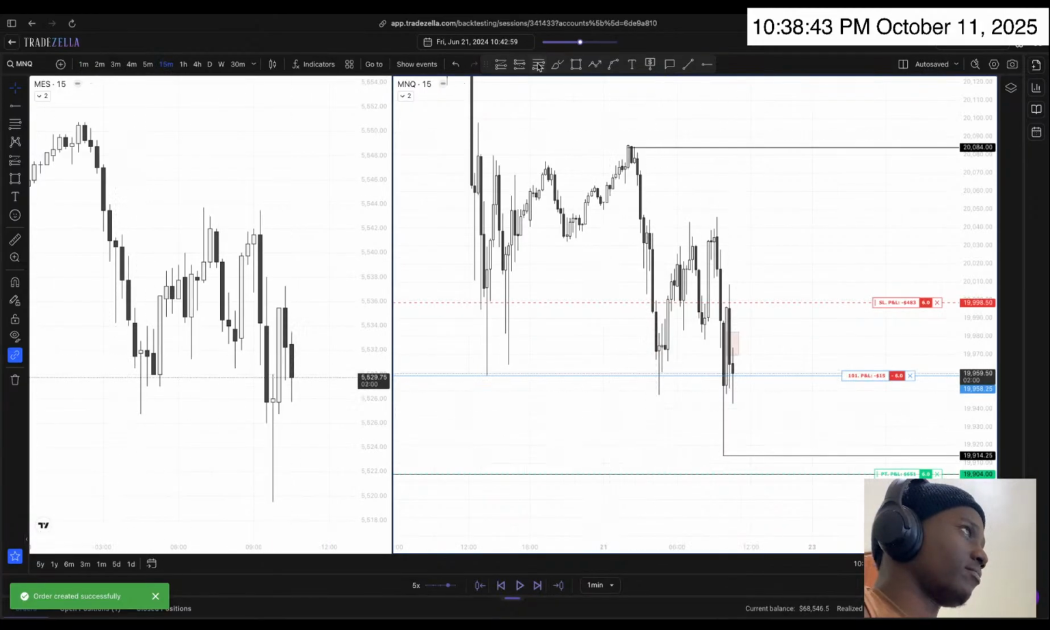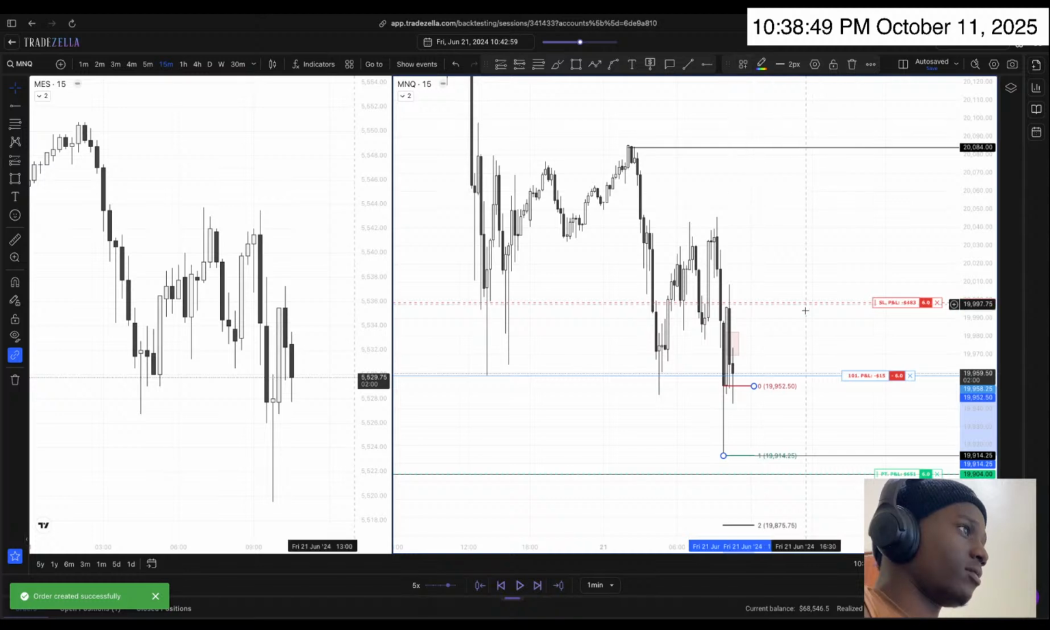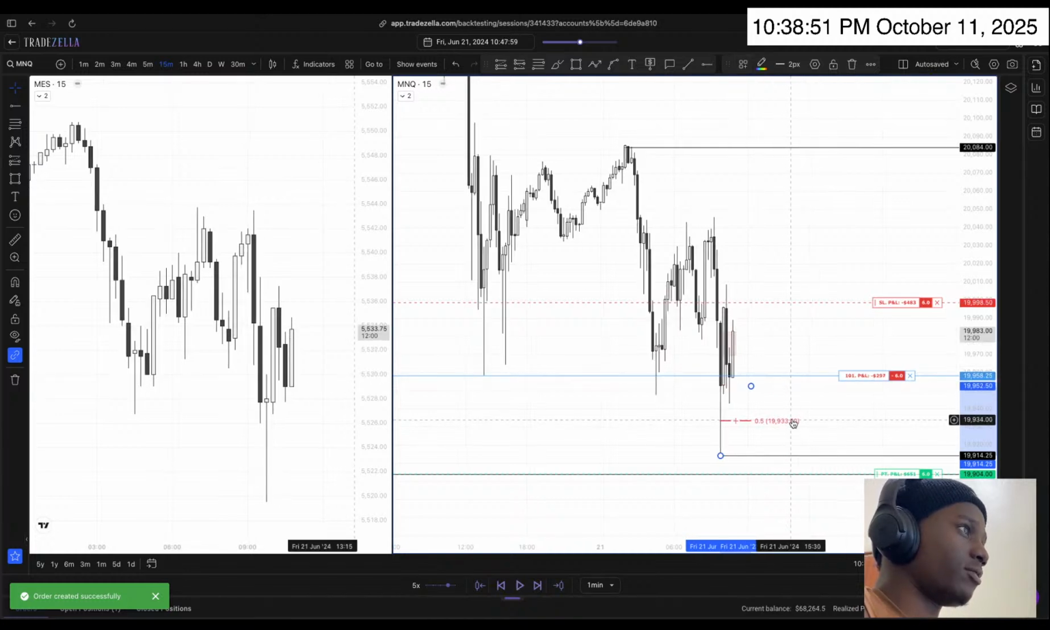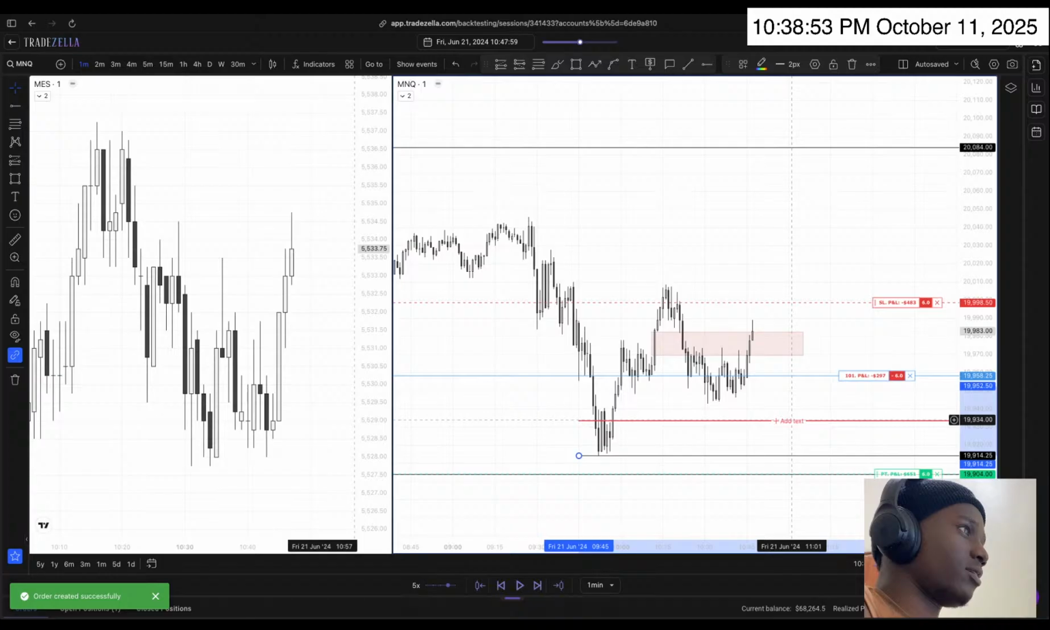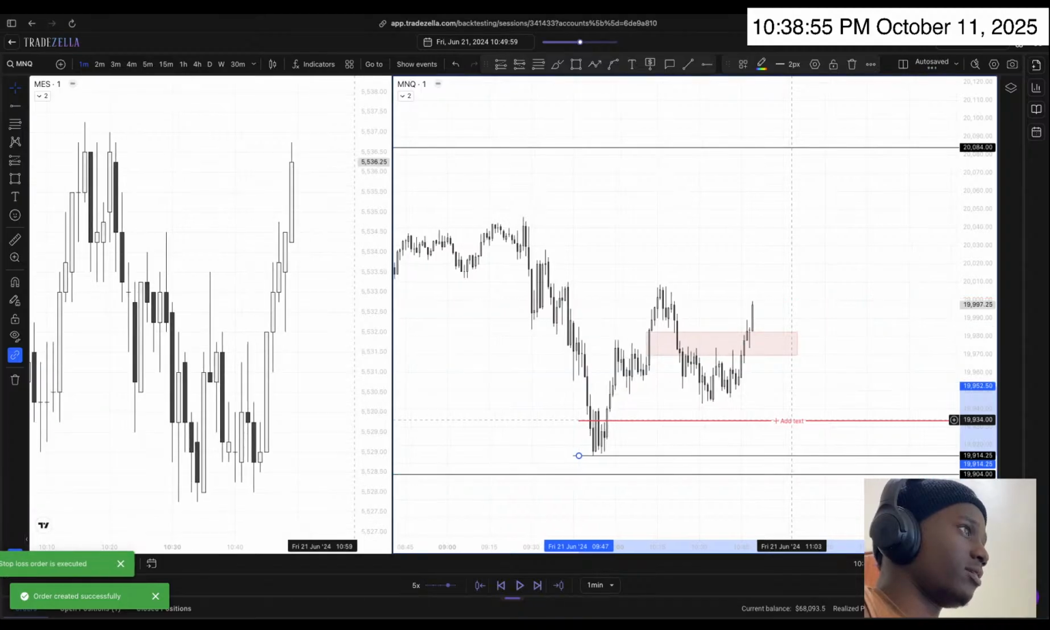Well, there is consequent encroachment lower here. We have to break even, and I think our setup here was validated. Stop loss.